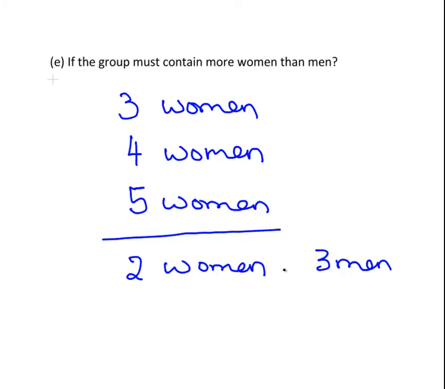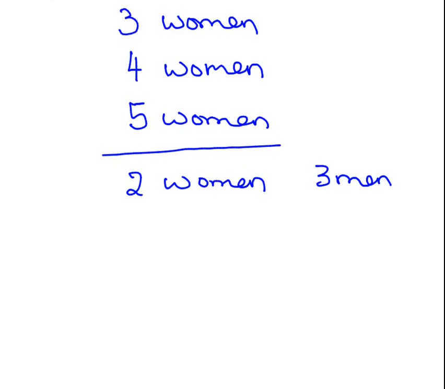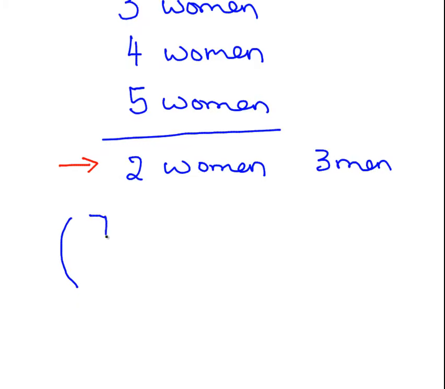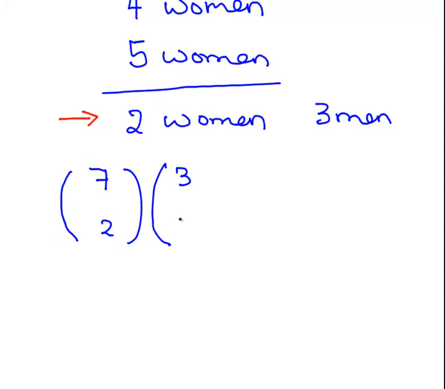So this is the complement rule in action again. Essentially, this is equivalent to asking, how many ways are there of picking 3 men and 2 women? Start thinking about what you need to do here. What I'm going to do is calculate this and use the complement rule. So we have, from 7 women, choose 2, and from 3 men, choose 3. That is equal to 21 times 1, which is 21.